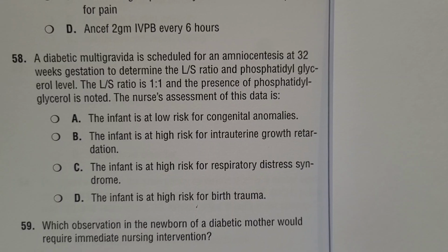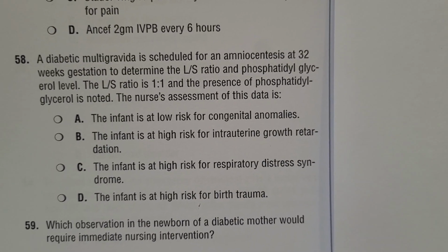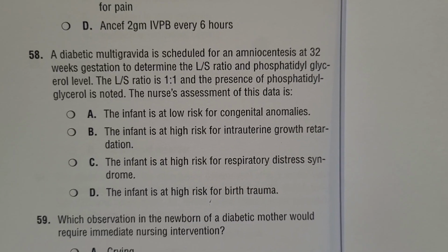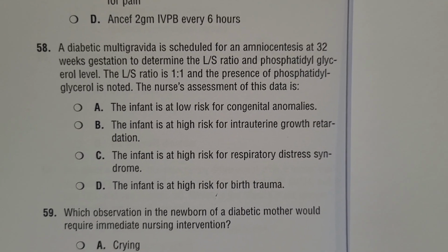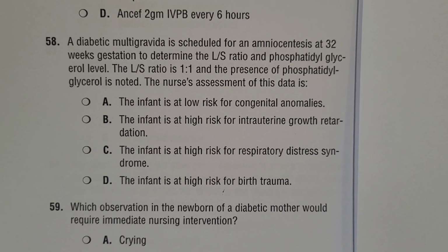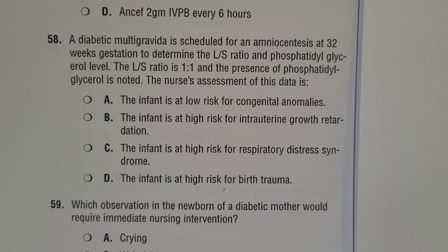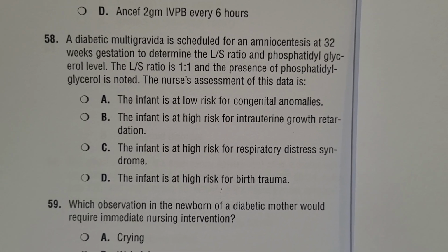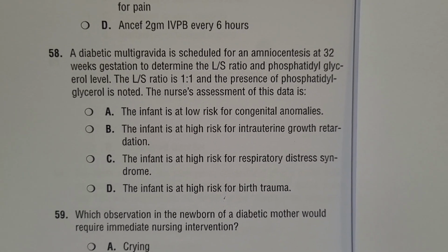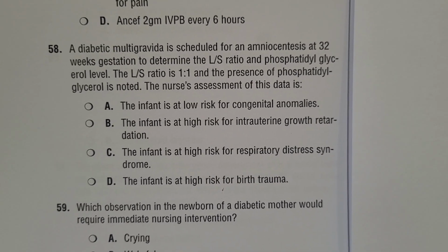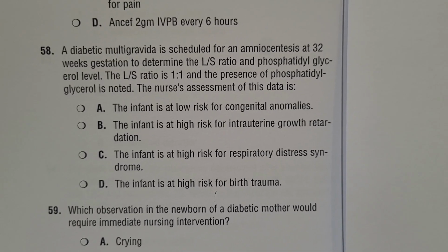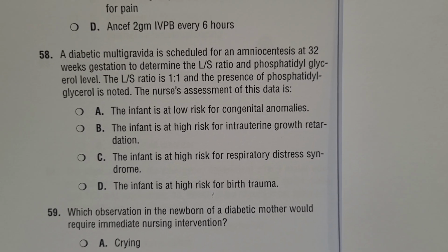Number A, the infant is at low risk of congenital anomaly. This is our incorrect option because, as I told you, we do the LS ratio to check the lung maturity of the fetus. So this is not related to congenital anomaly. Number B, the infant is at risk for intrauterine growth retardation. This is also an incorrect option because this is not showing intrauterine growth retardation.